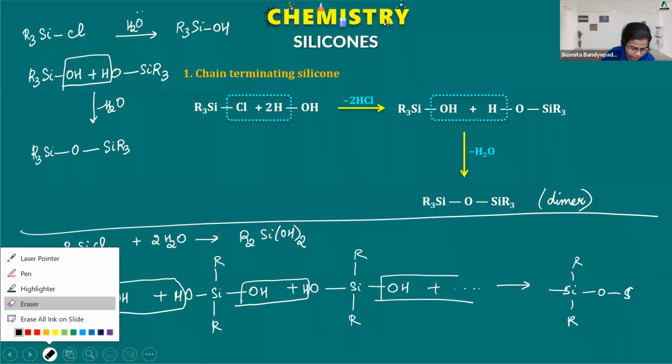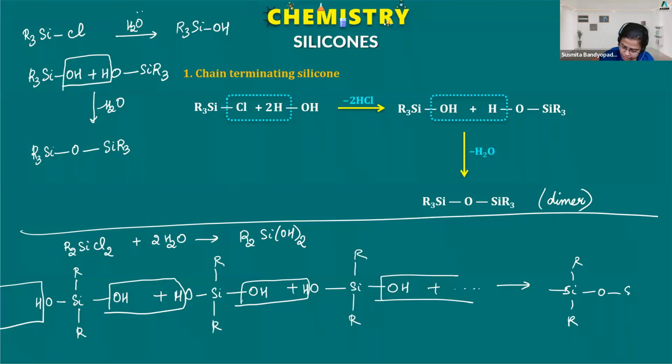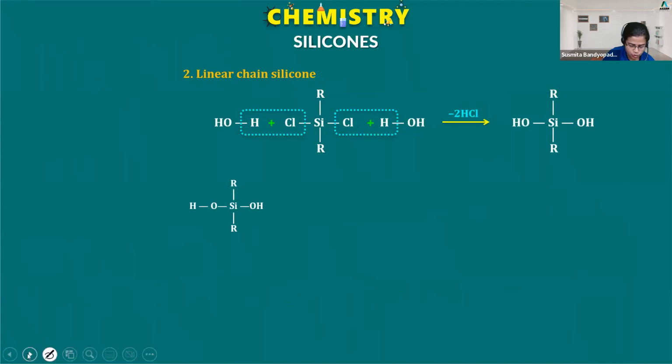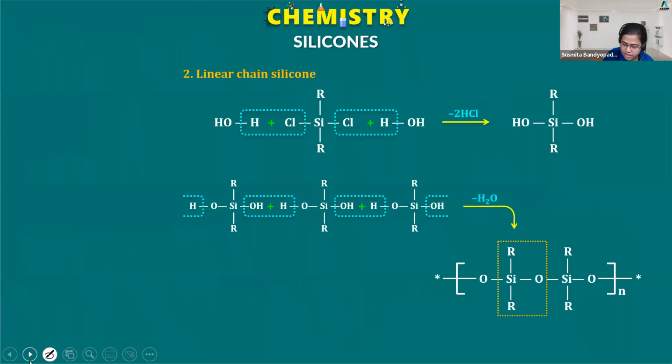R2SiO and so on. Linear chain silicones are formed. Let's have a look. R2SiCl2 will become R2Si(OH)2 and will go on losing water and form a linear chain silicone. And this is the repeating unit, R2SiO. So R2SiO is the repeating unit. I can put an n here.